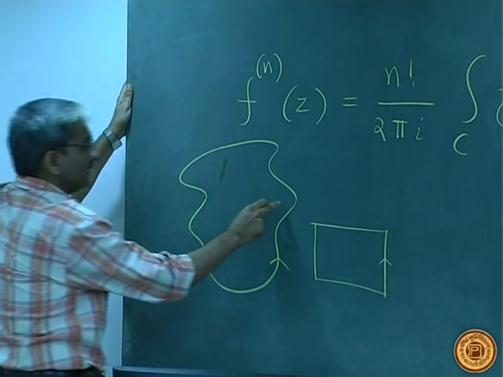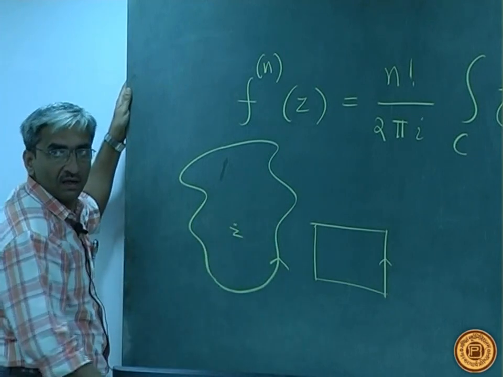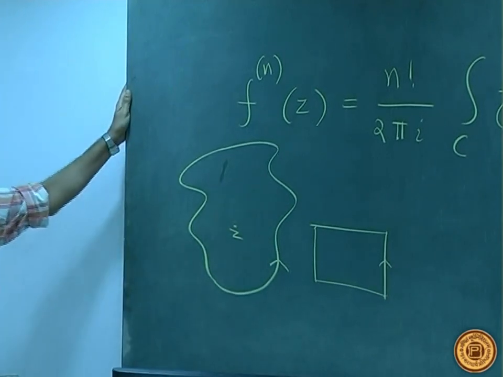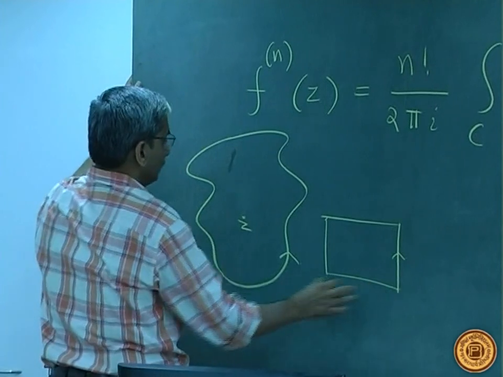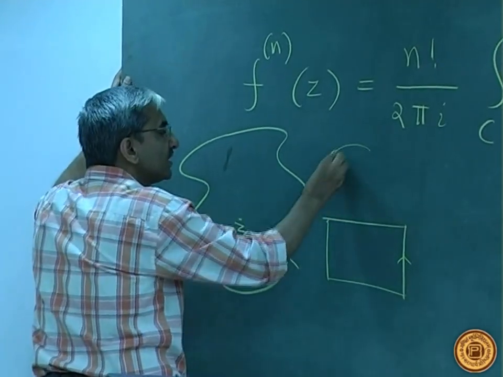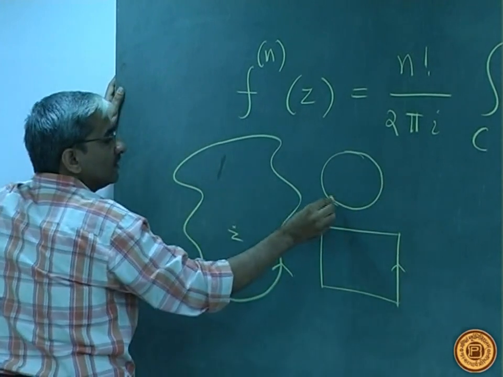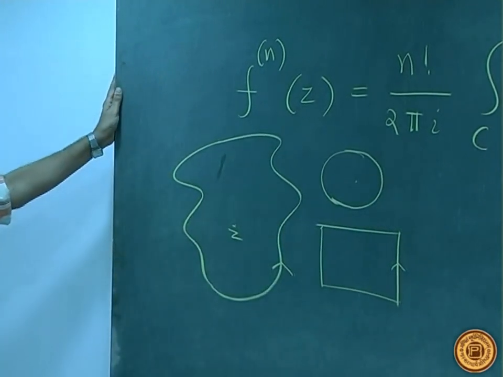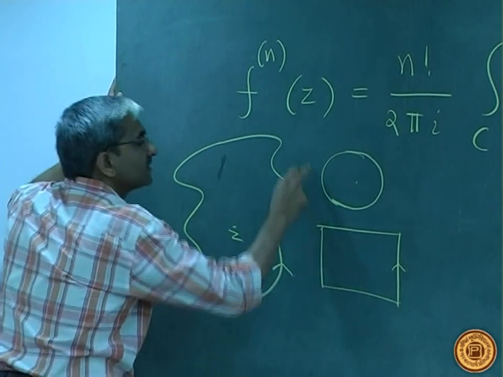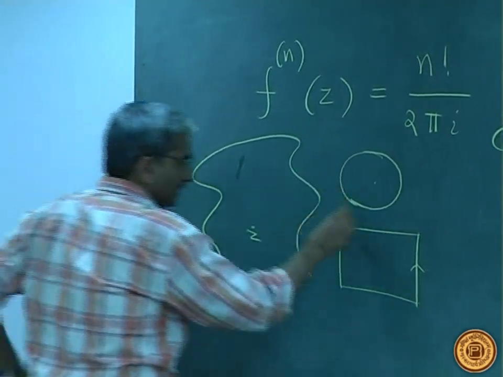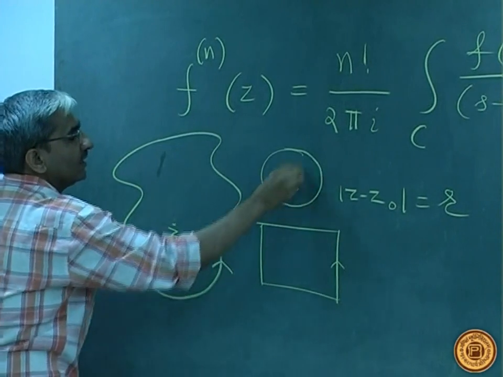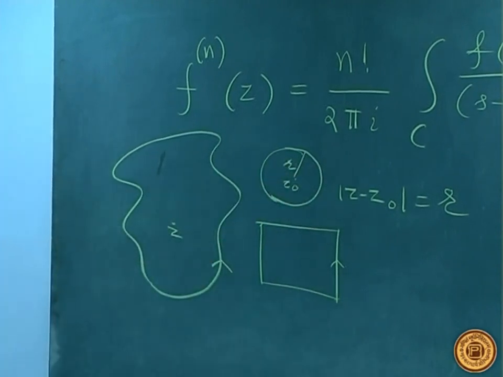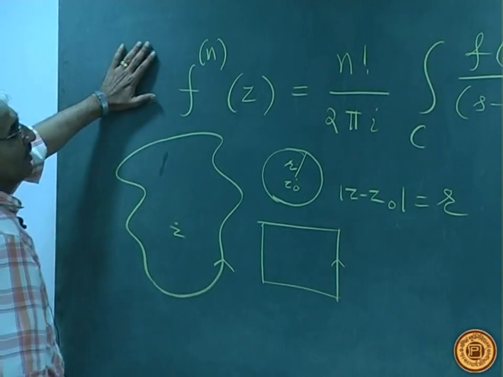So this is a better situation, whereas this is perfectly alright, this is piecewise smooth. And perhaps the best situation is the symmetric curve like a circle, where the function that describes the curve is easy. So for example, this is mod z minus z naught equal to r, where this is z naught and this is r. Alright. So this is what this formula is all about.